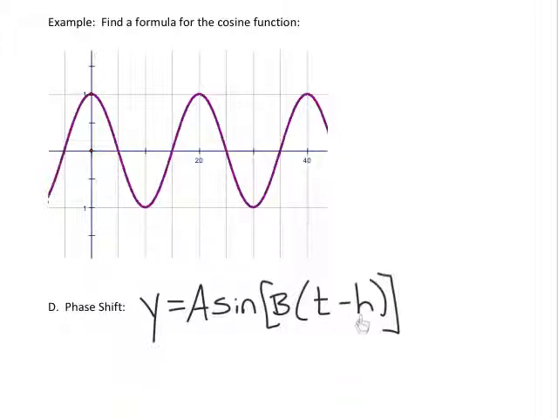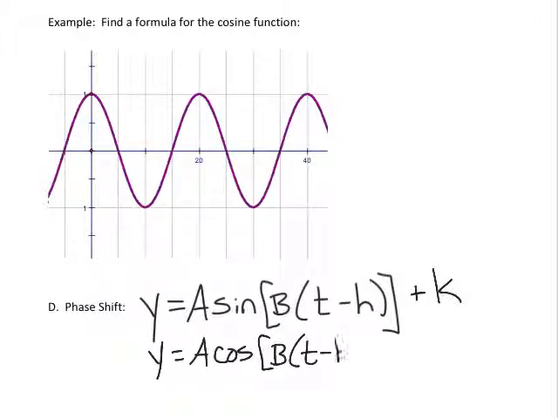In order to correctly read this, my b value has to be factored out. Okay? So we're going to deal with that tomorrow. I just wanted to introduce it today. So my function could look like this, and I can always add a midline shift on top of that. My cosine function would be the same thing: A times the cosine of b times (t minus h) plus k. So we're going to look at all that tomorrow and practice graphing these things over the next few days.